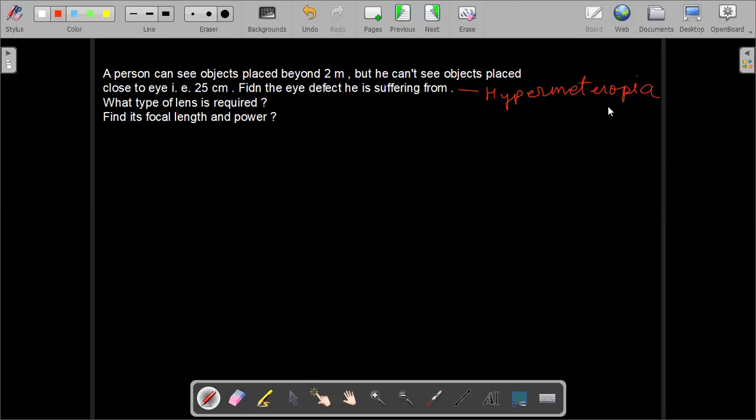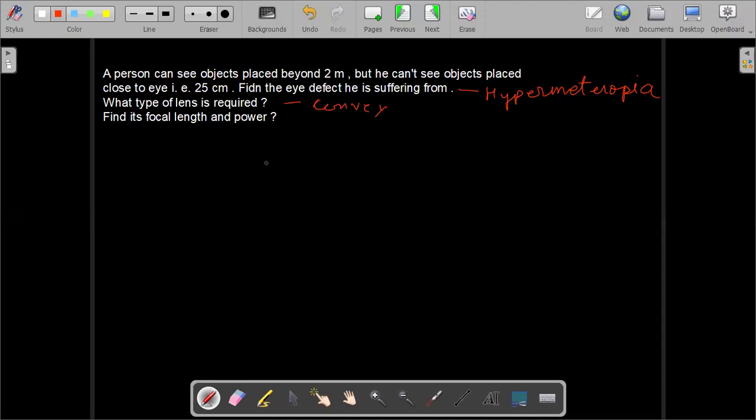And what type of lens is required? Which type of lens do we require for its correction? Aryan, Siddhisri, convex lens. Yes, so here we require a convex lens for its correction. What is its focal length and power? So we want to determine its focal length and power.